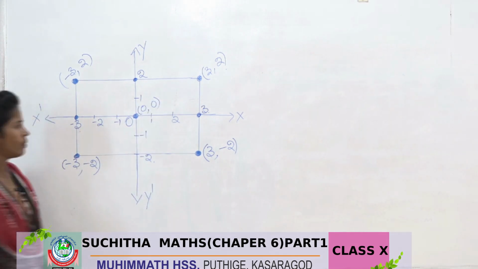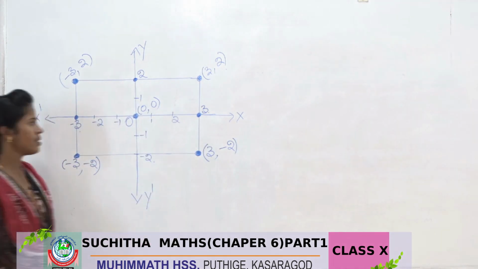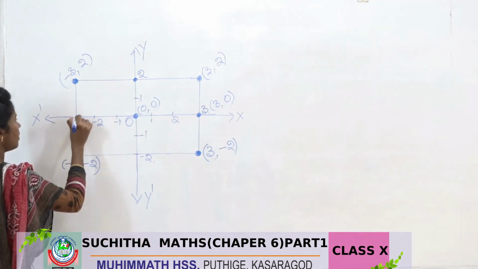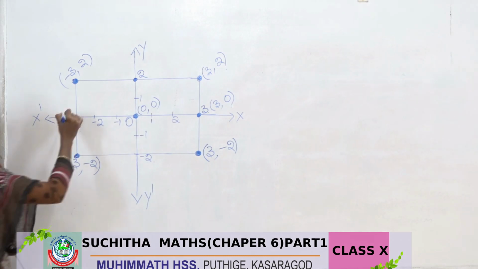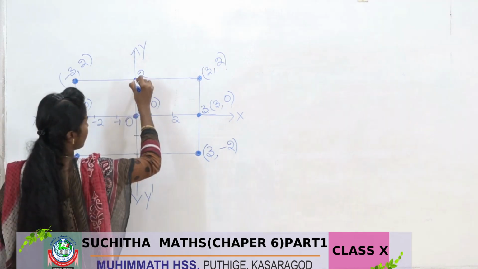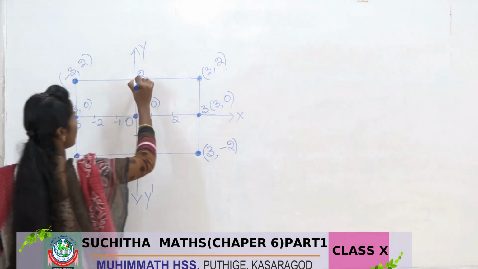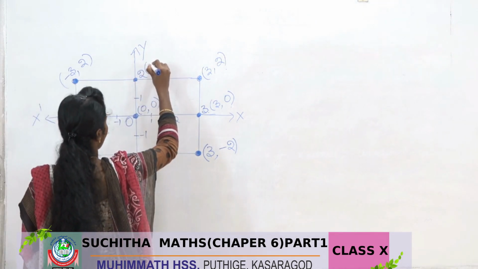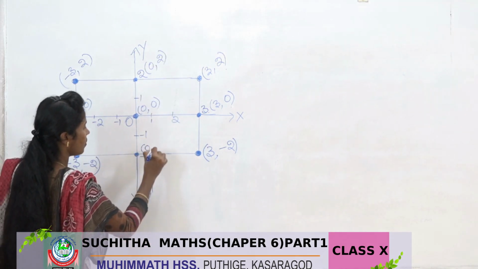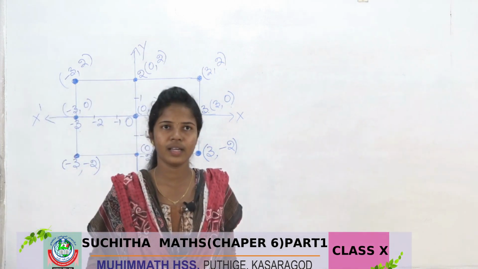What is the coordinate of this point? It is on the x-axis. In x-axis, y coordinate is 0. That is 3, 0. And here it is also on the x-axis, -3, 0. Here it is y-axis. In y-axis, x coordinate is 0. So coordinate of this point is 0, 2. And coordinate of this point is 0, -2. In x-axis, y coordinate is 0. And in y-axis, x coordinate is 0.